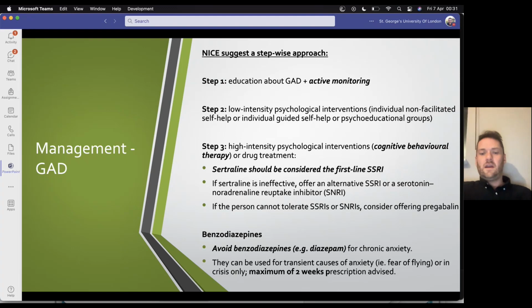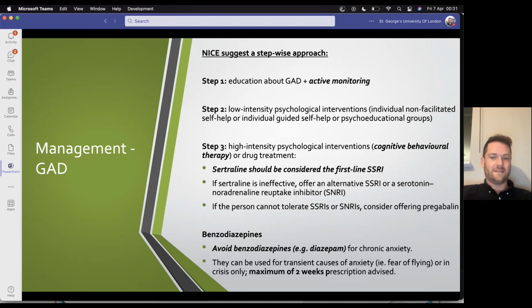However, if that also hasn't been working, then you can offer a serotonin noradrenaline reuptake inhibitor. Again, I think you are unlikely to get asked that. But it's just knowing that SSRIs are first line. If it's not working, try another SSRI.